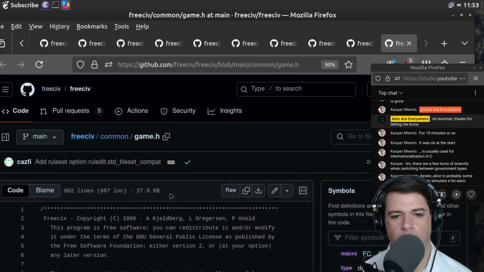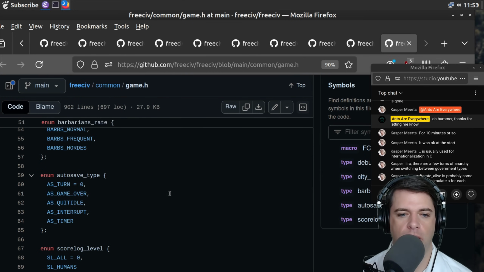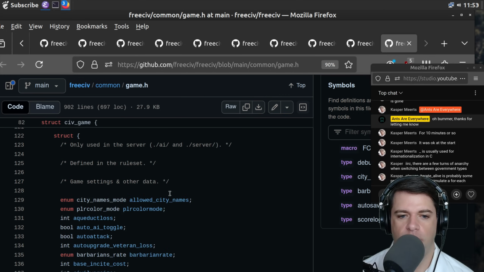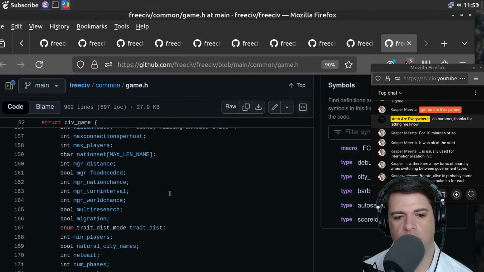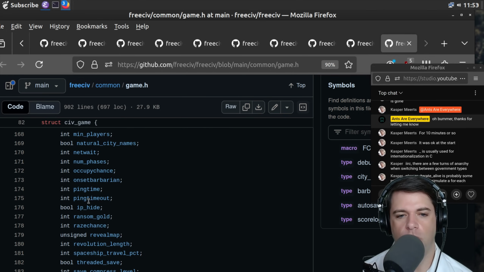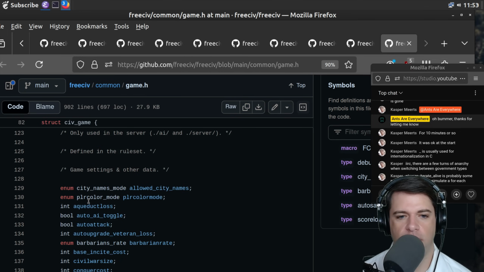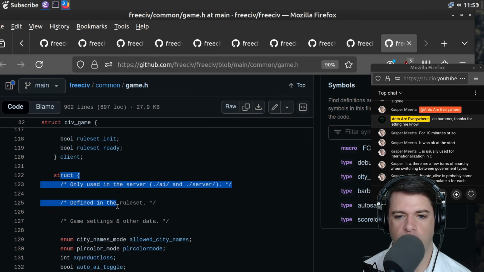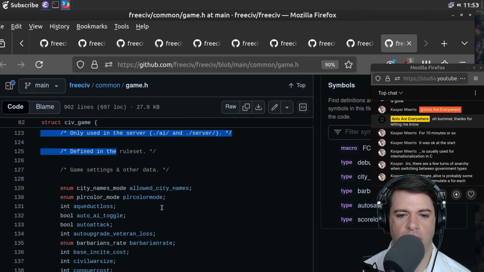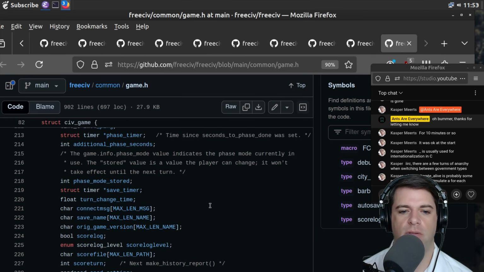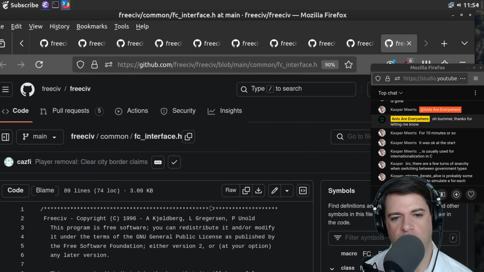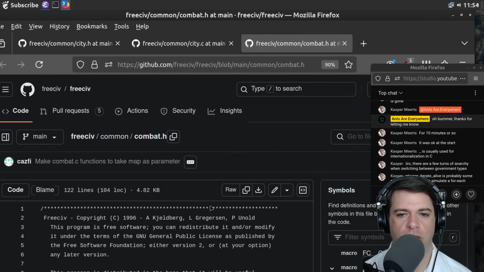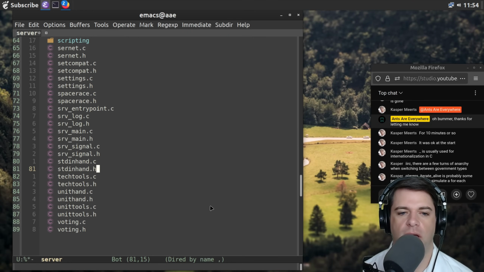And then game, I don't think we looked at it at all. But this is going to be like turn taking, etc., etc. Maybe some stuff to set up the server. Ransom gold. This is some giant struct, right? Struct, only used in the server, AI and server, defined in the rule set, game settings, and other data. This is a bunch of data that are set from the rule set. Okay, so we're going to ignore all of this. Disaster, dip treaty, culture, combat city, and we'll look at AI.